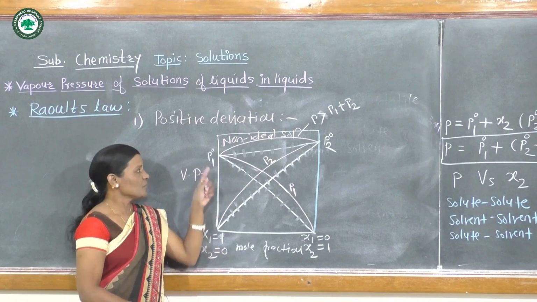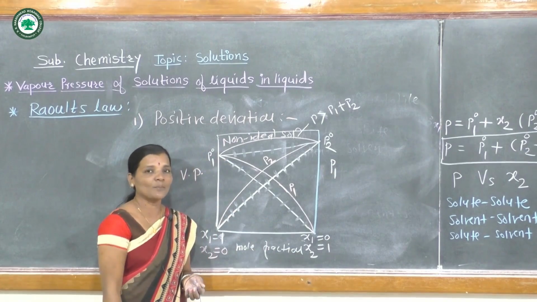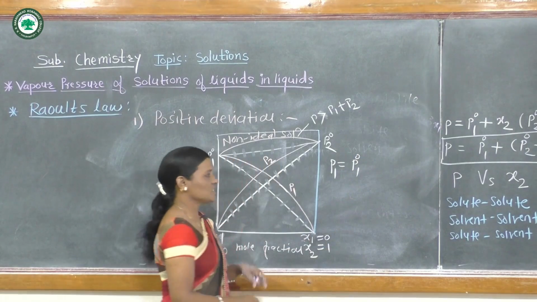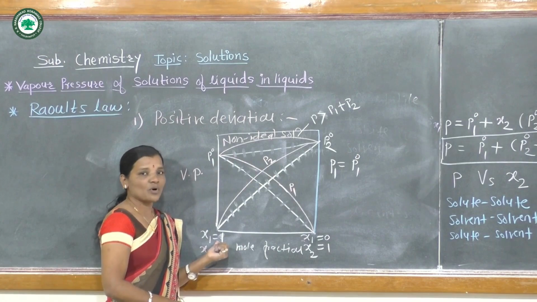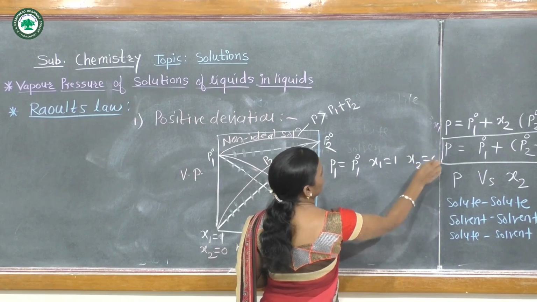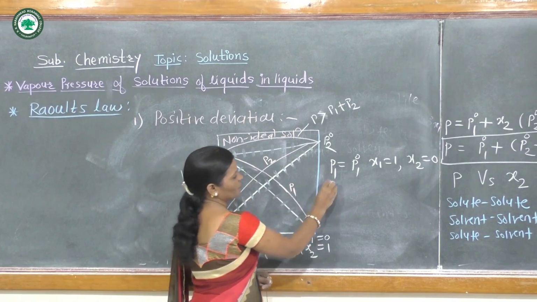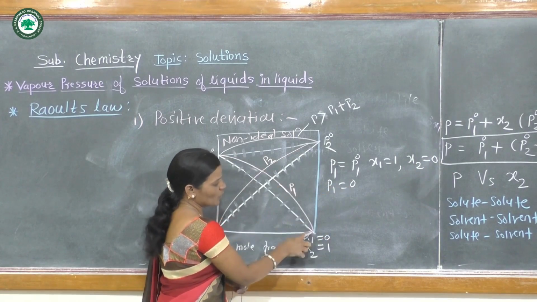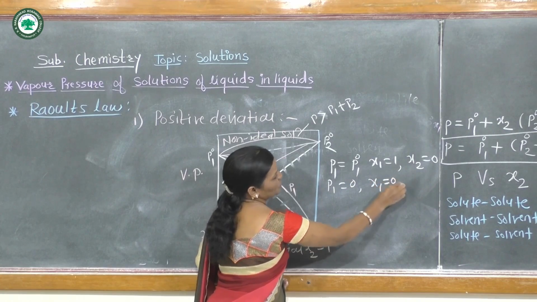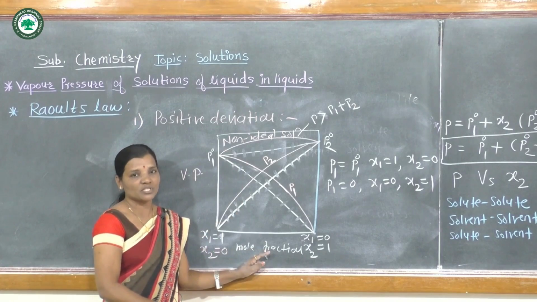Now here, when the partial vapor pressure of component 1, P1, is equal to P01, this is possible when x1 is equal to 1 and x2 is equal to 0. Now when this P1 falls to 0, then here x1 should be 0 and x2 should be 1, and this is called positive deviation.